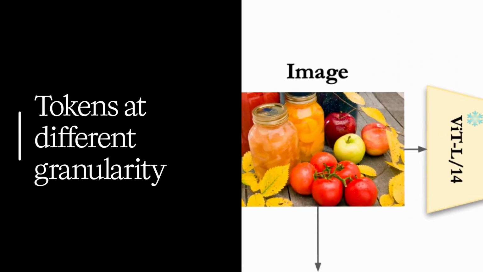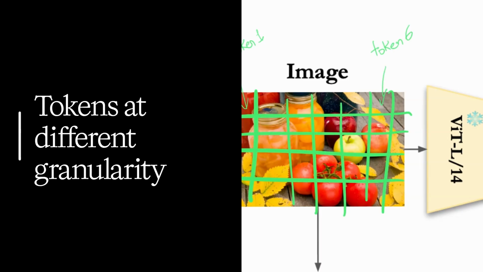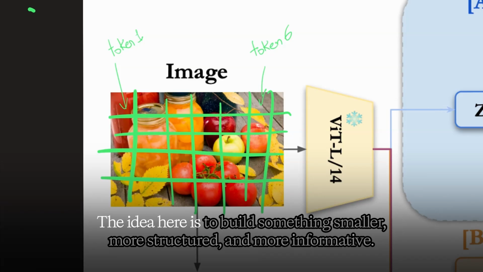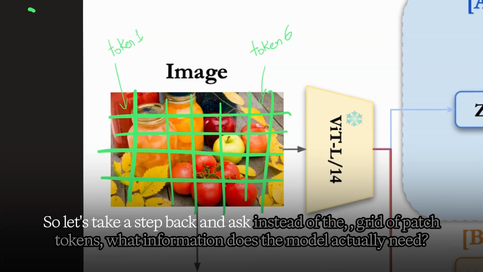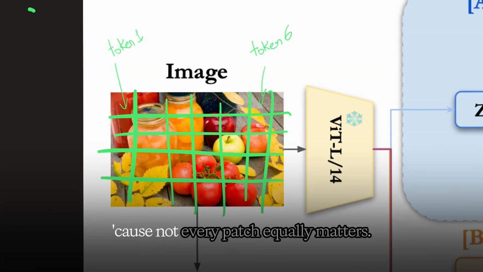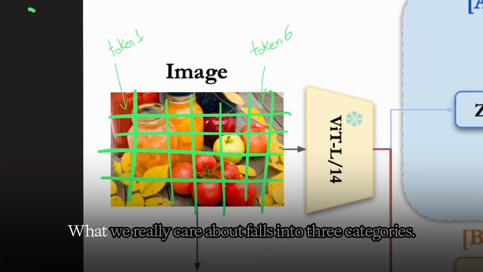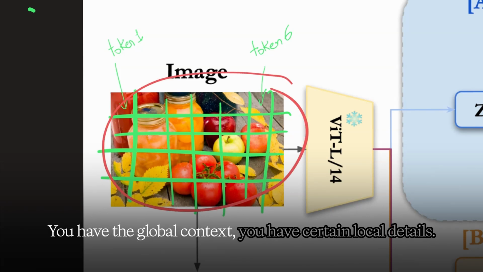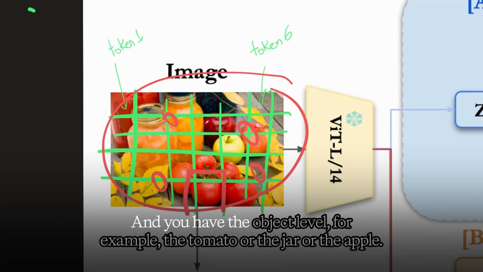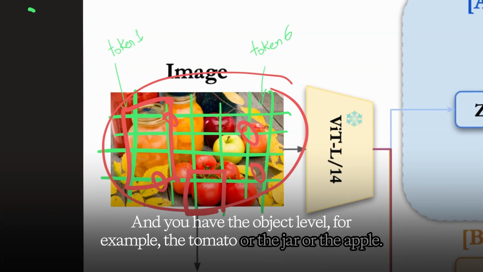Let's take a look at this image. Now, instead of representing this image purely as a dense grid of patch tokens, the idea here is to build something smaller, more structured, and more informative. So let's take a step back and ask, instead of the grid of patch tokens, what information does the model actually need? Because not every patch matters equally. What we really care about falls into three categories. You have the global context, you have certain local details, and you have the object level, for example, the tomato, or the jar, or the apple.